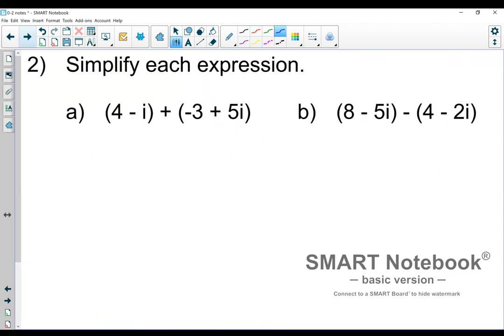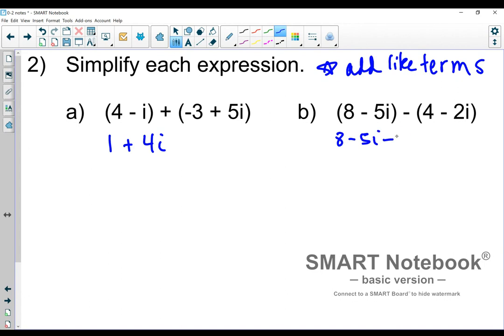When I'm simplifying, I'm basically just adding my like terms. So for the first one, 4 and negative 3 would make a 1. Negative 1i and 5i is plus 4i. The second one, I would need to distribute the negative sign. And so I'd have 8 minus 5i minus 4 plus 2i.